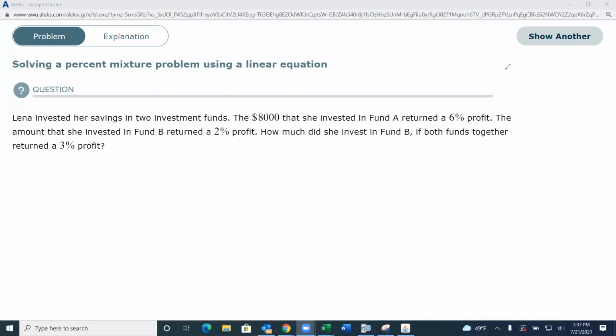Okay, this one is actually just like the coffee problem. It's just like it, except the numbers are different, and instead of coffee beans, it's money. I'm going to handle this one a little differently because I'm going to set up a table. I could have set up this exact same table for the coffee one. I just chose not to. I'm going to do Q for quantity, R for rate, and then Q times R.